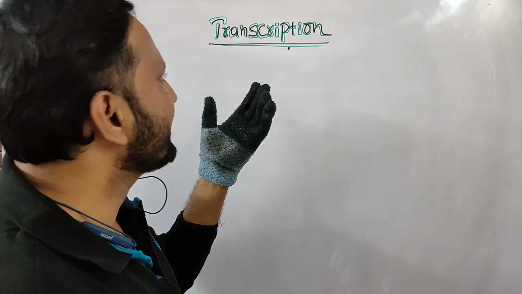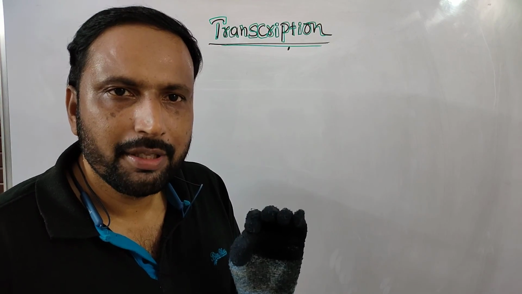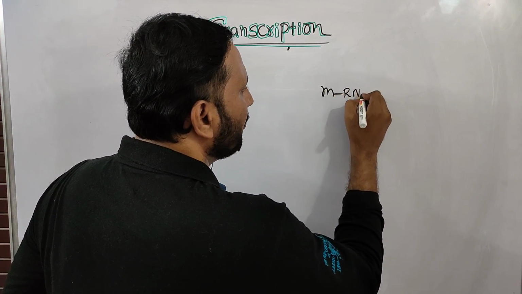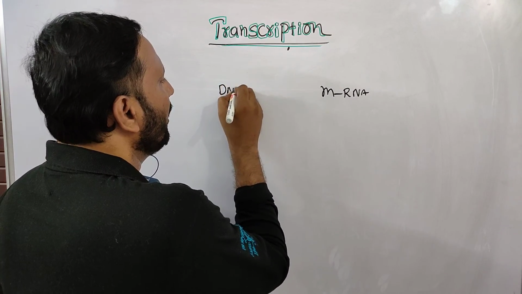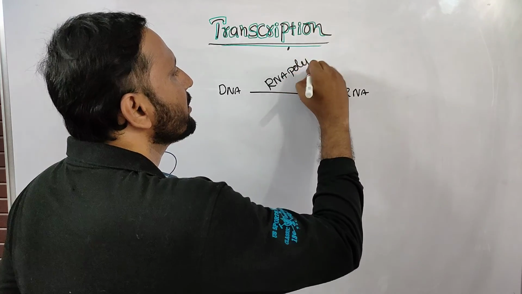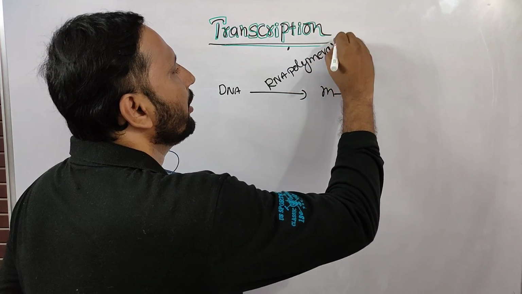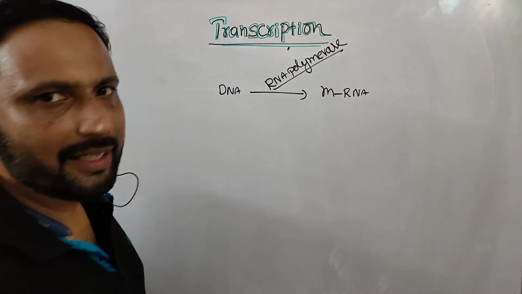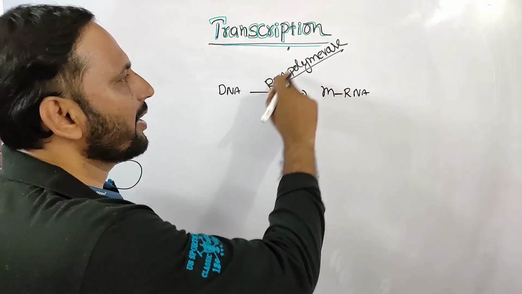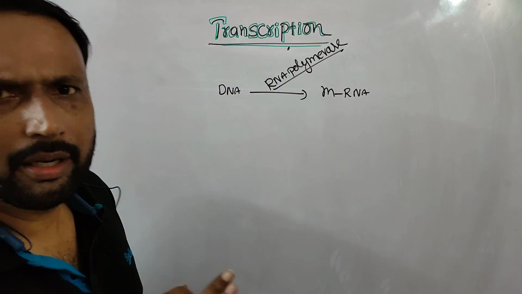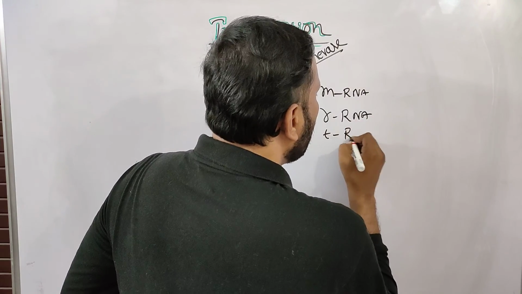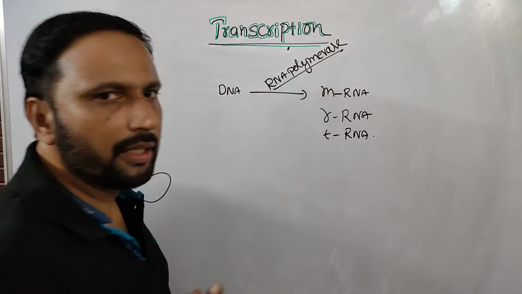Today our topic is transcription. Transcription means synthesis of mRNA from the DNA in the presence of RNA polymerase. In the presence of RNA polymerase is called transcription. DNA-dependent RNA synthesis, that is RNA polymerase. Not only mRNA, rRNA, tRNA, all are synthesized from the DNA.